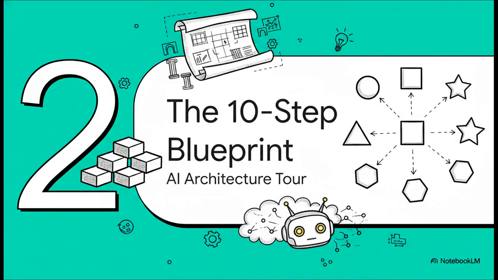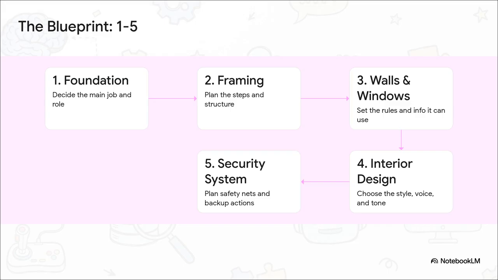What are the 10 essential pieces you need to build a solid, reliable, and seriously effective AI assistant from the ground up? First up, you've got the foundation. Just like with a house, this is the most important part. What is the AI's main job? Then you put up the framing. These are the core steps and the structure it's going to follow. Next, we build the walls and windows, which sets the rules and defines what info it can, and just as importantly, can't use. After that, my favorite part, interior design. This is where you pick the AI's personality, its style, its voice, its tone. And rounding out the first 5 is the internal security system, which basically creates safety nets for when the AI messes up.